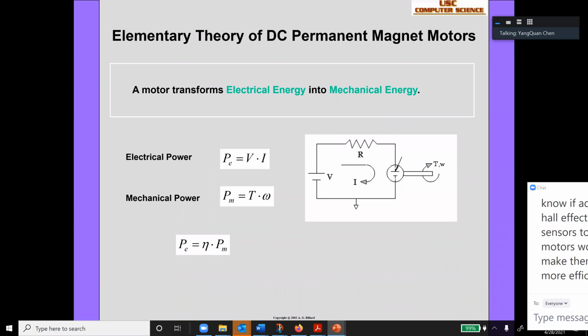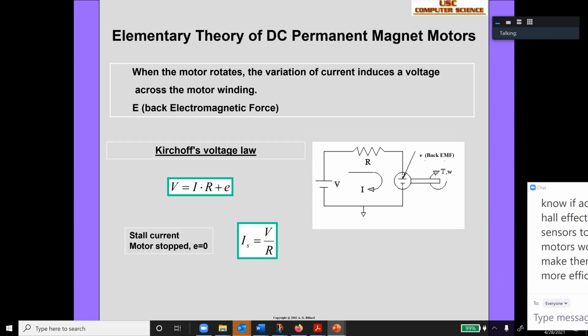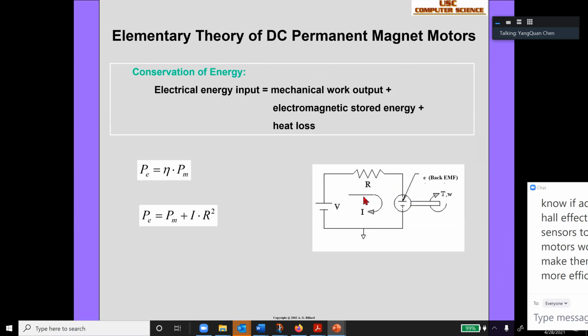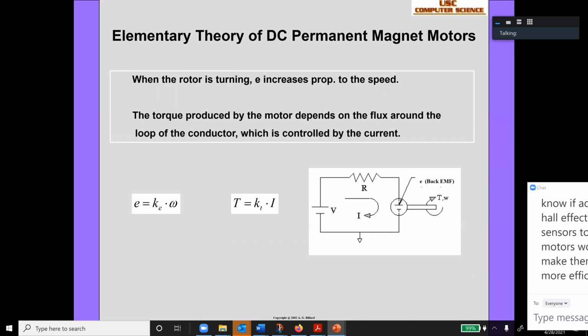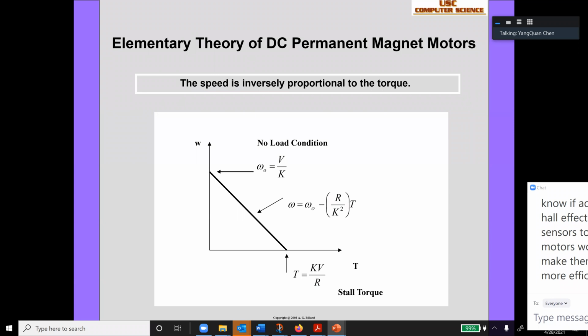So for the elementary theory for DC permanent magnet motors, I'm going to go through this with you in the next deck of slides. But this is a motor, you have an excitation circuit. So we should understand it in a way called the equivalent circuit. This is not in the equivalent circuit. So we'll keep going with this one.